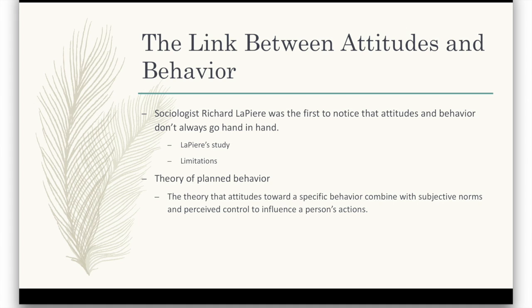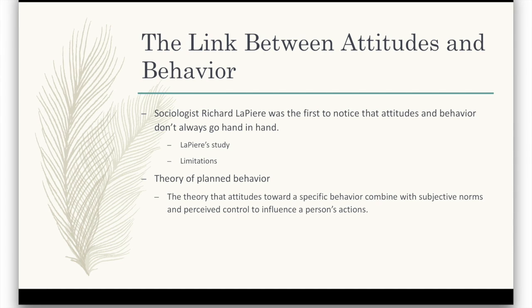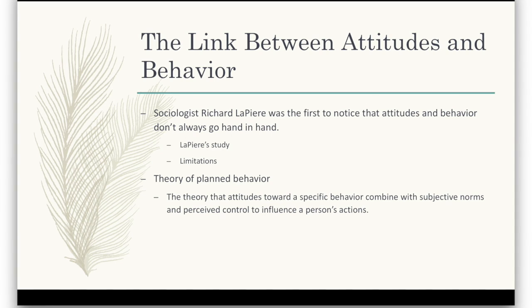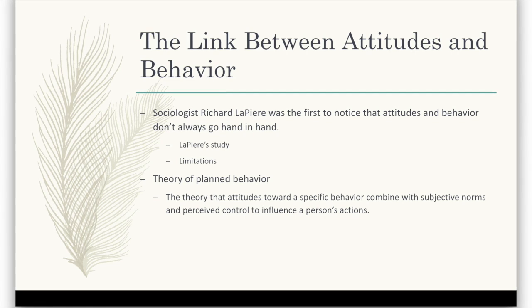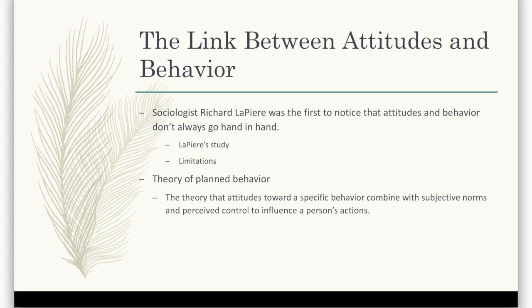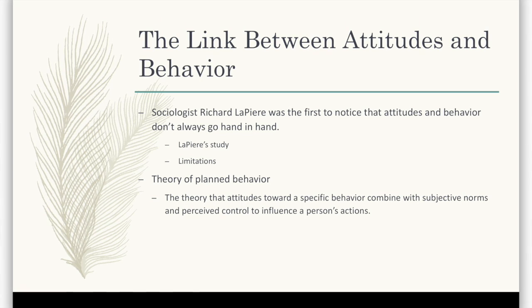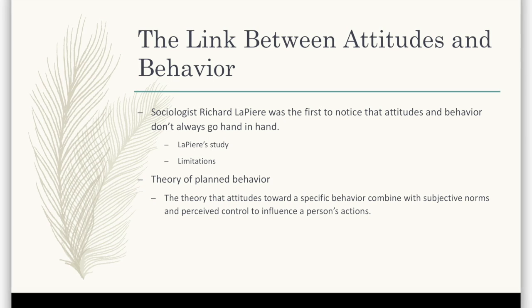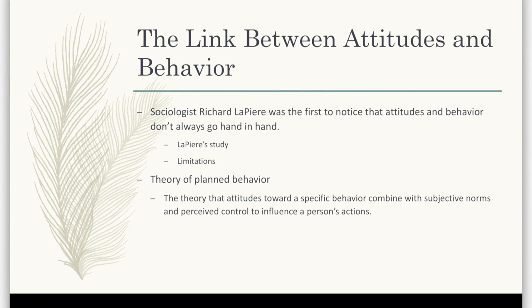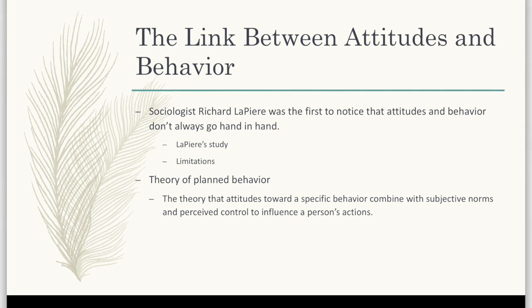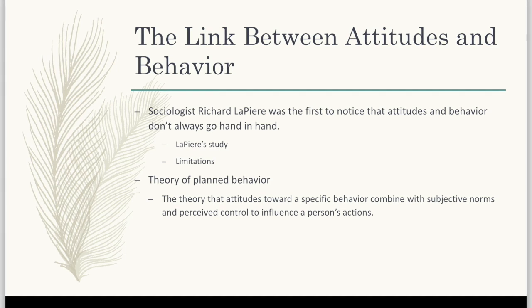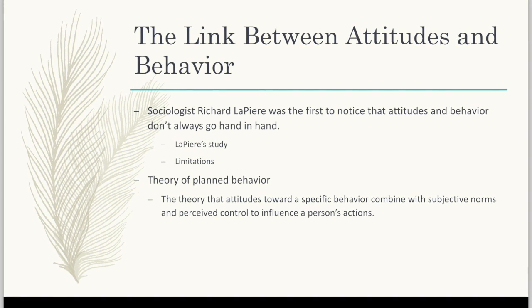The link between attitudes and behaviors. Sociologist Richard LaPiere was the first to notice that attitudes and behaviors don't always go hand in hand. In his study in the early 1930s, during the height of the Great Depression, he took a young Chinese American couple on a 10,000-mile car trip, visiting 250 restaurants, campgrounds, and hotels across the United States. Although prejudice against Asians was widespread at the time, the couple was only refused service once. Yet, when LaPiere wrote back to the places that they visited and asked if they would accept Chinese customers, more than 90% of them responded, and their answer was no.